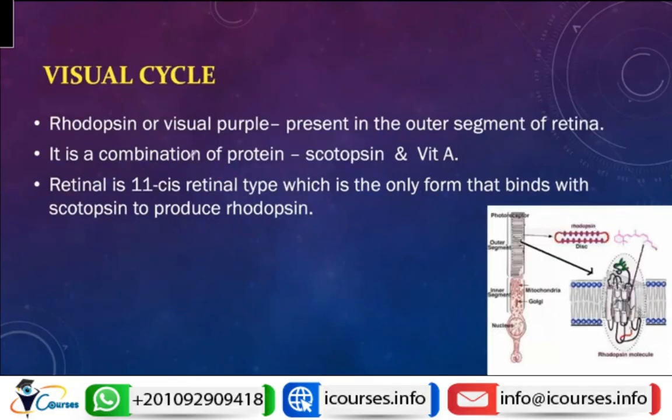The rhodopsin, or the visual purple, is present in the outer segment of the retina. We said that we have discs in the outer segment. These discs have a transmembrane protein called the rhodopsin molecule, which consists of opsin or scotopsin and a form of vitamin A called 11-cis retinal. The 11-cis retinal binds to scotopsin to form this molecule of rhodopsin.